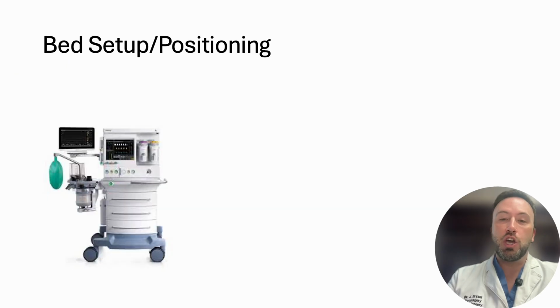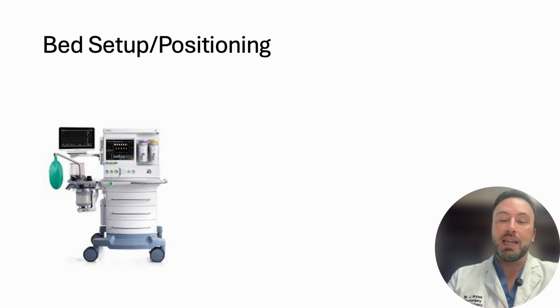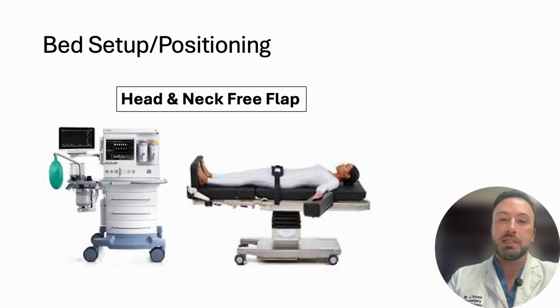The position of the OR table can vary depending on the type of free flap. The decision on OR table positioning usually takes into account ease of microscope positioning for the anatomical area where the free flap will go. For lower extremity free flaps, the OR table usually remains in the normal position with the head of the bed toward the anesthesia machine. For head and neck free flaps, the OR table is typically turned 180 degrees with the foot of the bed toward the anesthesia machine.